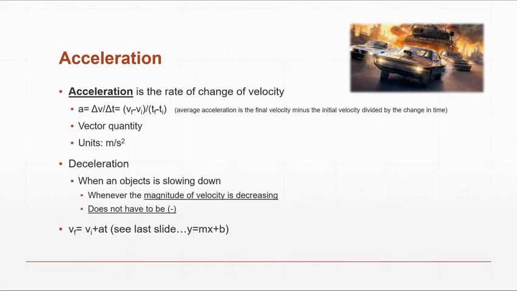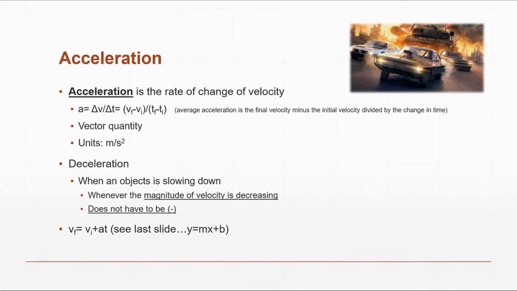Okay, so what is deceleration? When we talk about deceleration, we're talking about how an object is slowing down. Whenever the magnitude of velocity is decreasing, so say you're going from 8 miles per hour to 4 miles per hour, which is crazy. Let's talk like real car.